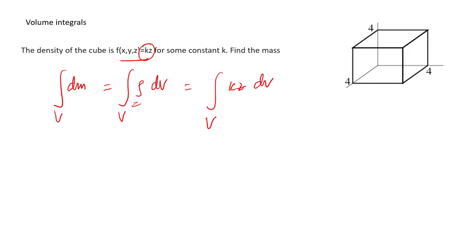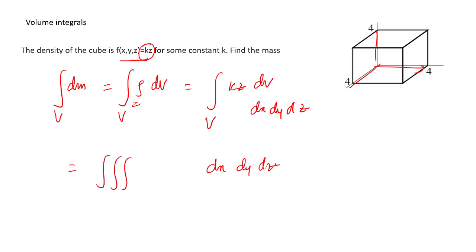So when we say kz along the entire volume, what we mean here is that we have dx, dy, dz, all three, right. So this is simple enough to perform because all the coordinates x, y, and z go from 0 to 4 for the cube. So then we have three integrals for x, y, and z, and each of these goes from 0 to 4, right? 0 to 4 and 0 to 4.